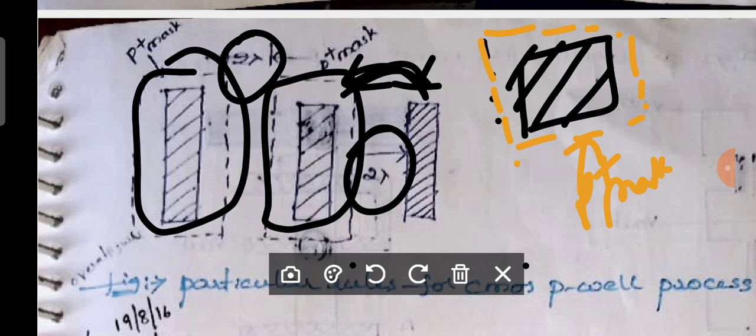Okay, in the next class we will see how to design a layout, some step-by-step process. After that we can draw the layouts for different Boolean expressions using CMOS and CMOS logic. Is it clear?